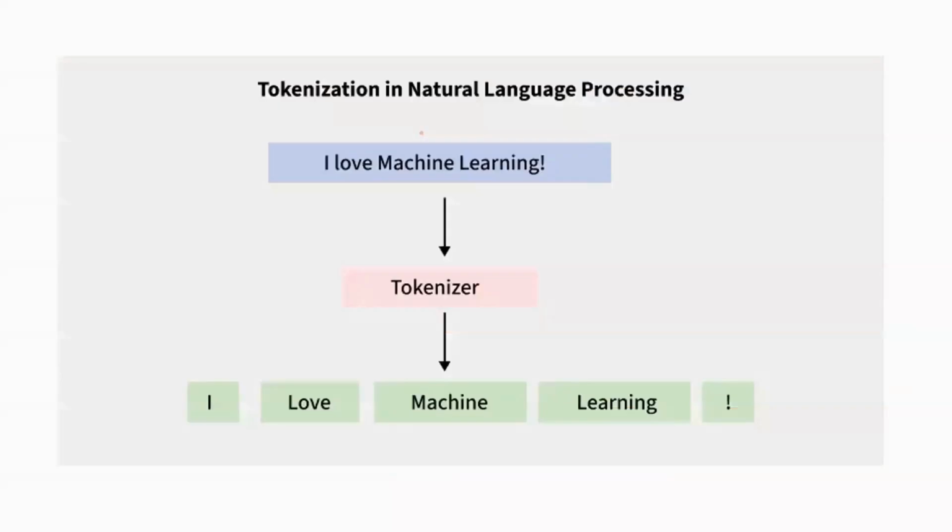Here we see an example: "I love machine learning." As input, the tokenizer separates the tokens: I, love, machine, learning, and even punctuation marks too. It divides the sentence into separate units.